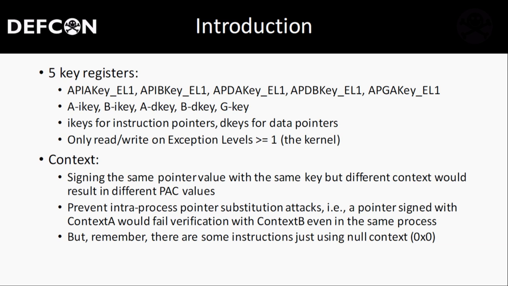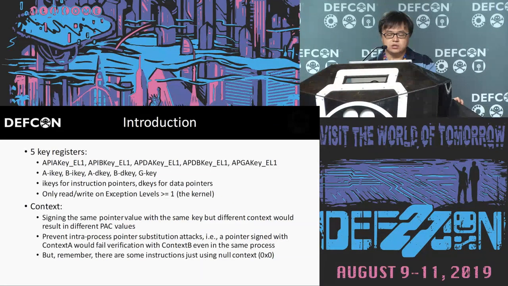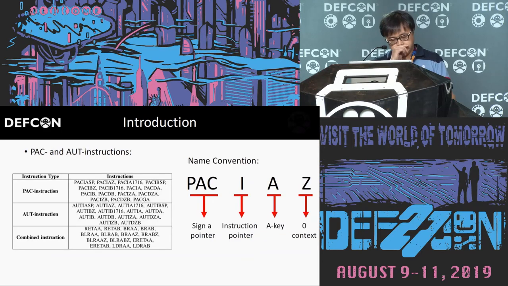Different from the key registers, context registers are just general registers. They are used to prevent intra-process pointer substitution attacks. That is, when we sign the same pointer value with the same key but a different context value, we will get different PAC values. As a result, for example, a pointer signed with context A would fail verification with context B, even in the same process. But you should remember that there are some instructions just using null context. I mean the context is all zero. These are the list of supported PAC and AUT instructions in ARM.